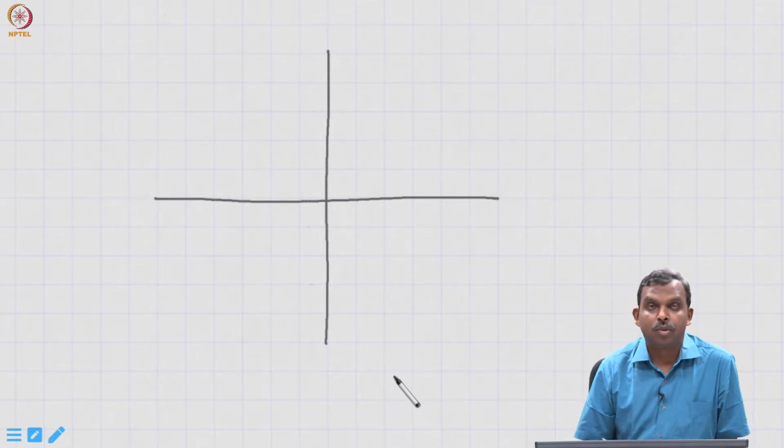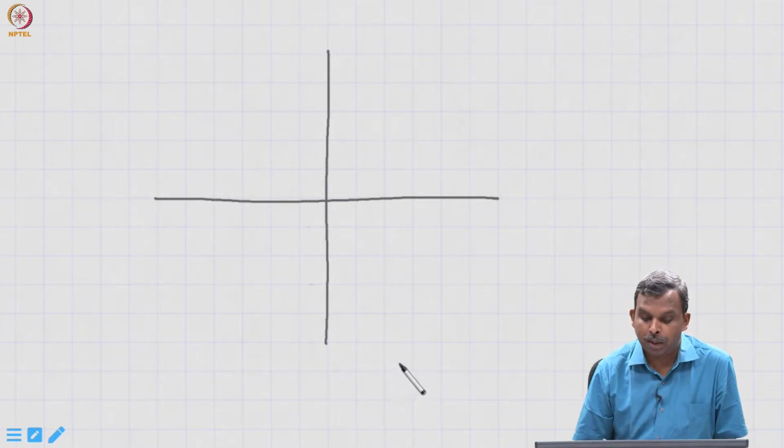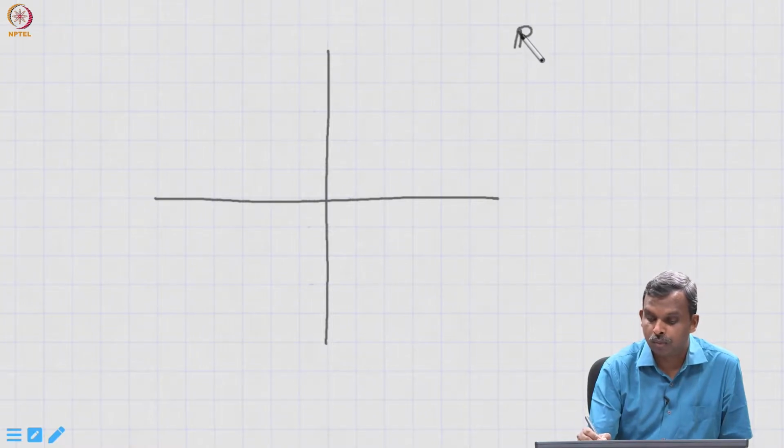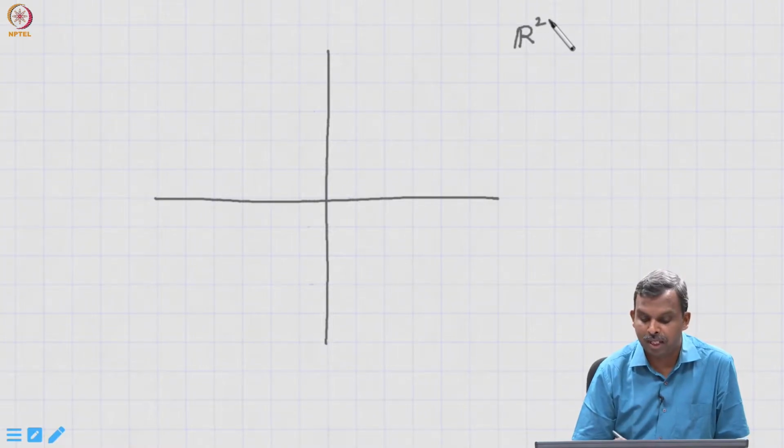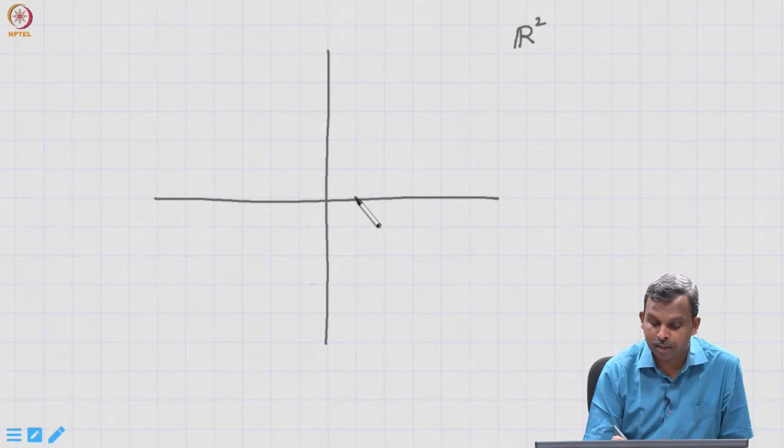That is the xy plane, the R2 vector space, the way we have seen it. I am talking about two vectors first. It is 1 comma 0 and 0 comma 1. Okay.